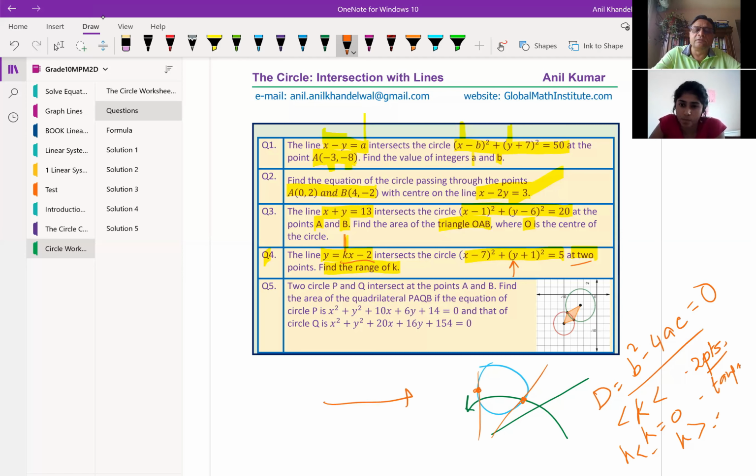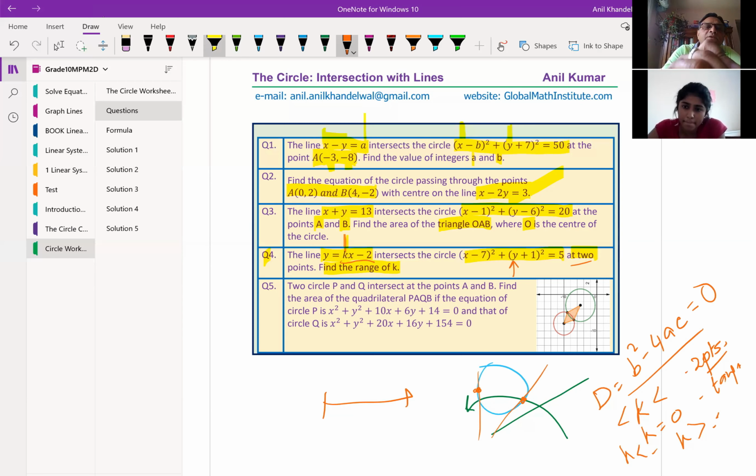So that gives you a range of K. If you are beyond that range, then you're not touching the circle at all. If you are just at those 2 points, tangential. In between, there you go, you cross at 2 points. That is what it is, right? So that is question number 4.